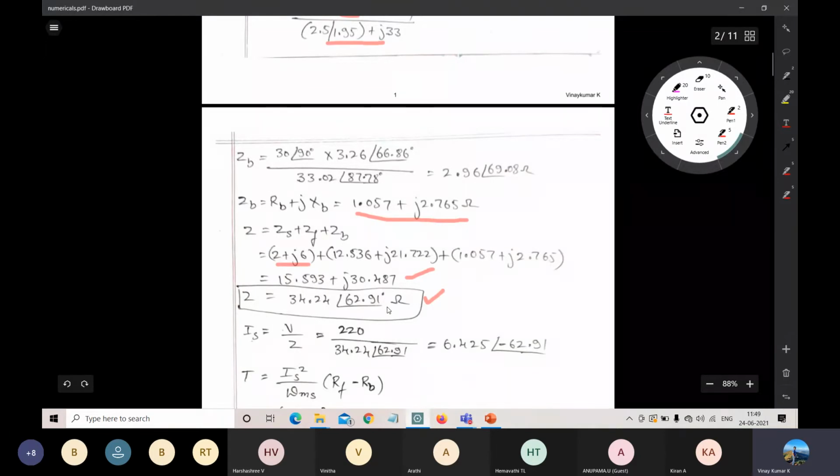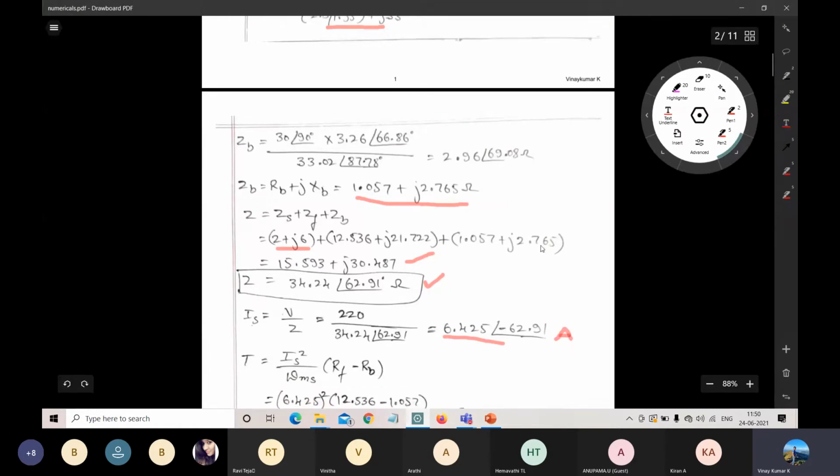In the problem, he has asked to calculate the terminal voltage for 1200 RPM. In order to calculate the terminal voltage, we need the source current. The source current is given by IS equals V by Z. V is given as 220 volts and Z is 34.25. Substitute and you will get one value. This is in amperes, so don't forget to write units. And this is in ohms.